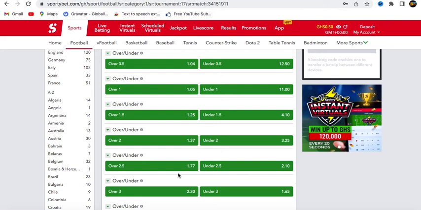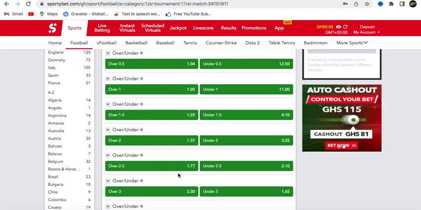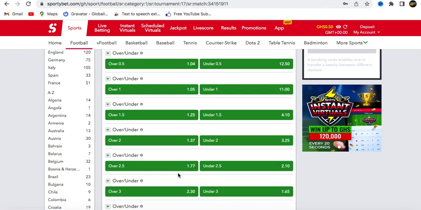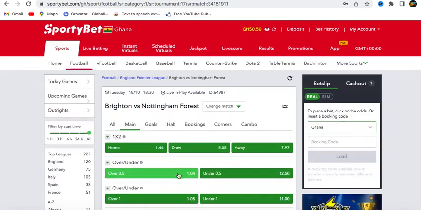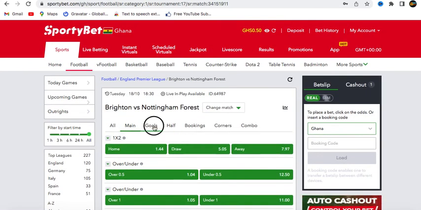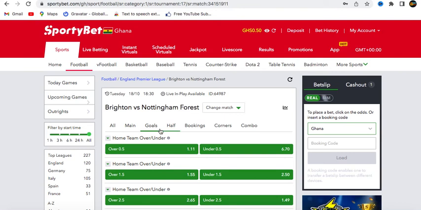That is the problem. I know you guys are asking yourself, is it the away team or home team, or both teams going to score? So you go upward and select goals at the top of the markets here. Now you select goals and you can see the home team over and under.